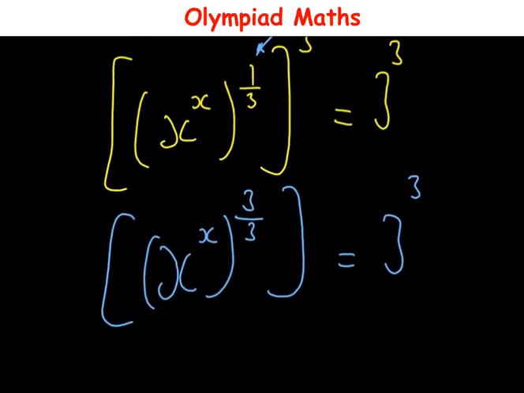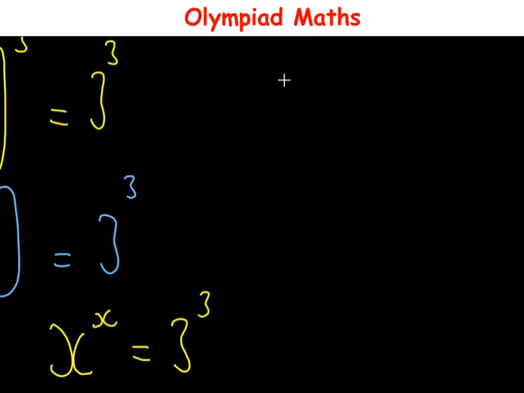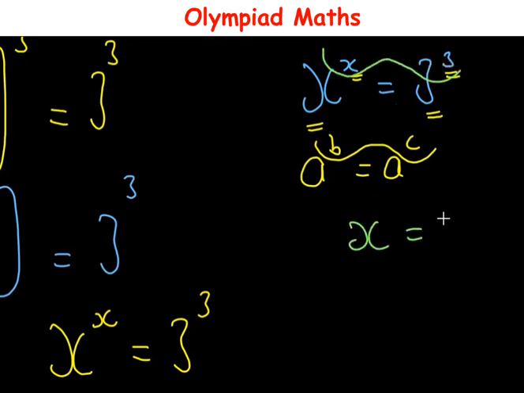So with this, this 3 here cancels out this 3 here. What we have is x raised to power x is equal to 3 raised to power 3. Let me write this over here: x raised to power x is equal to 3 raised to power 3. So applying this rule of indices, that if you have a raised to power b equals a raised to power c, since they have the same base, you can simply compare the exponents. So right here, we have x here, power x here, 3 here, power 3 here. What we can do is simply compare the exponents, such that x is equal to 3.